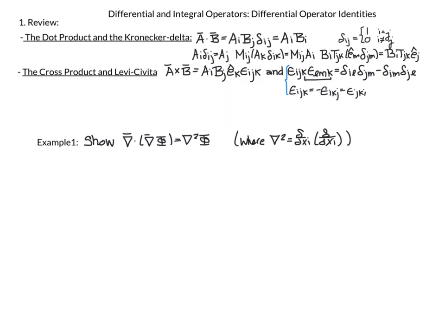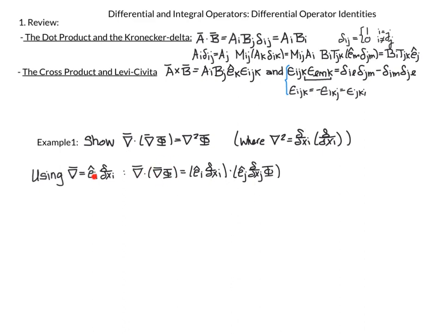Our first example is to show that the divergence of the gradient is equal to this del squared phi, and the del squared is the Laplace operator given to us in index notation over here. For the del operator, I'm going to use this index notation. That's e sub i, the ith direction vector, times the partial derivative with respect to x sub i. So now I can look at my del dot, or my divergence, my del dot the gradient.